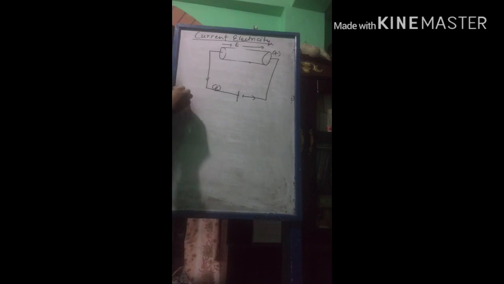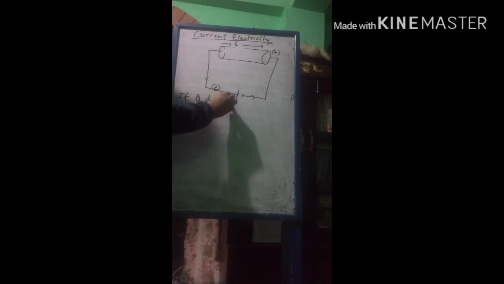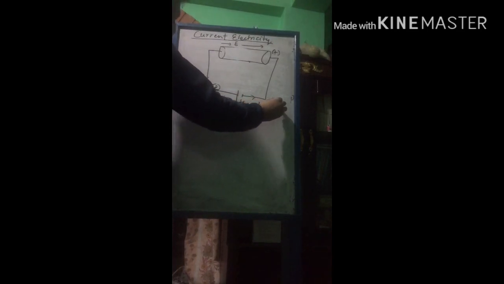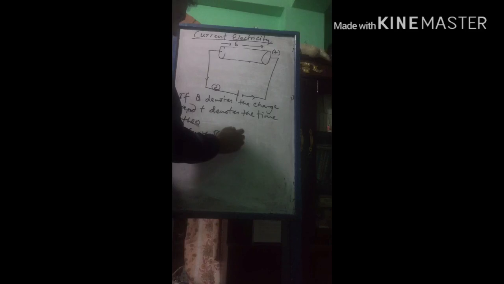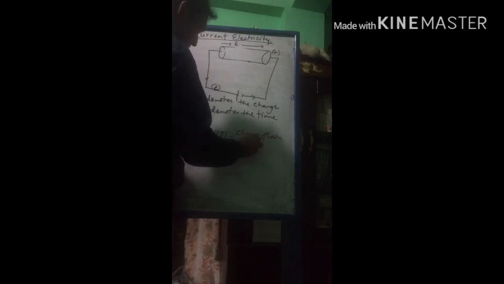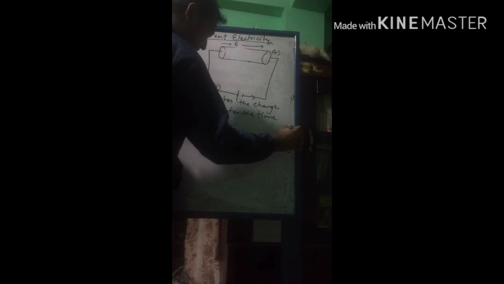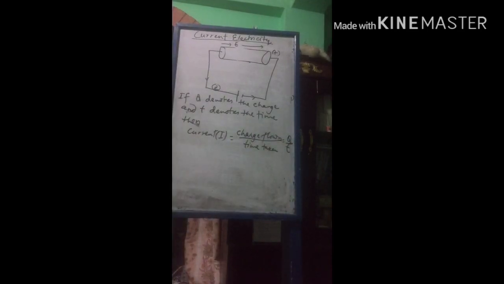If Q denotes the charge and T denotes the time, then current, which is always denoted by I, equals charge flown upon time taken, that is, I equals Q upon T. I think you are clear about it up to here.